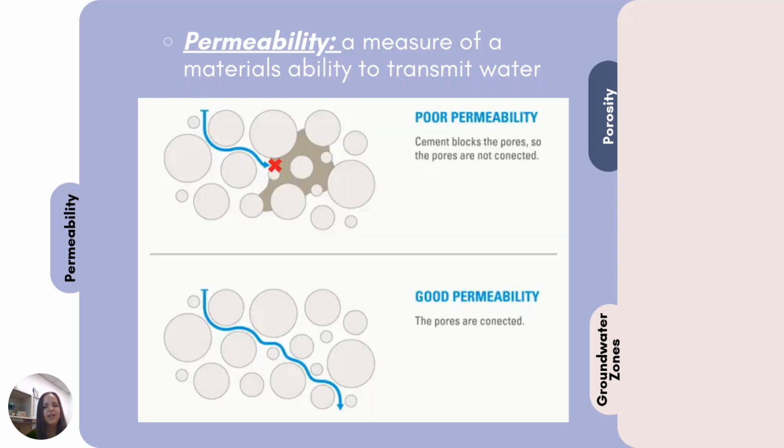All right. Then looking at permeability, again, this is the measure of the material's ability to move the water or to transmit that water. Okay, so if something has good permeability, then that means that water can travel through it really well. So as I mentioned in the last video, we want the pore space and the permeability to be high so that water can flow through into the ground.